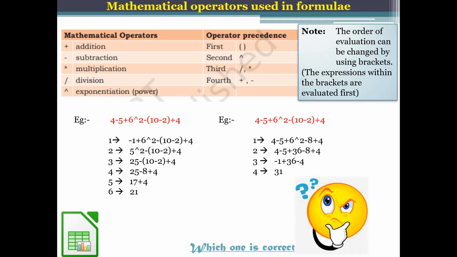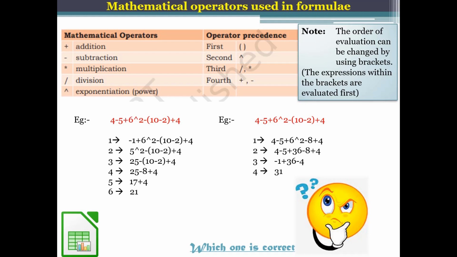Here, first we have to calculate whatever values are in the parentheses, that means brackets. So first is brackets, second is the exponent, third is division and multiplication, fourth is plus and minus. I have given this example: 4 minus 5 plus 6 exponentiation 2 minus 10, open bracket, 10 minus 2, close bracket, plus 4. By observing the slide, we have two answers. The first one is 21 and the second one is 31. So which one is correct?